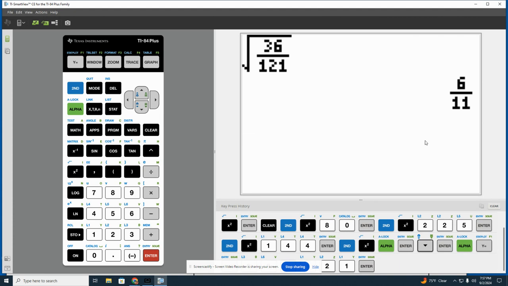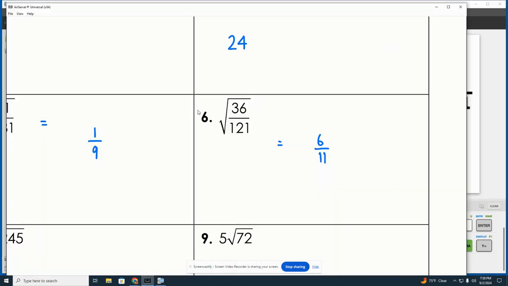Okay, so these are the easy ones. These are case number 1. They're perfect squares, so they completely come out of your radical.